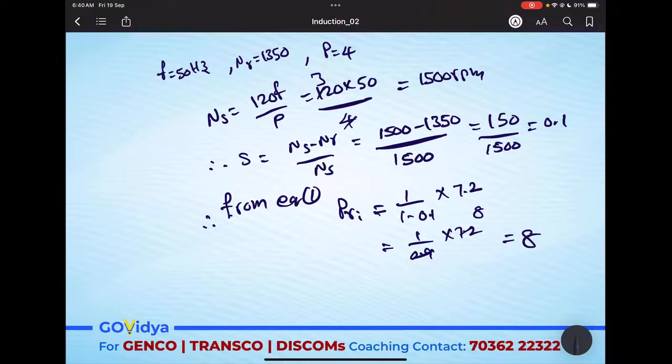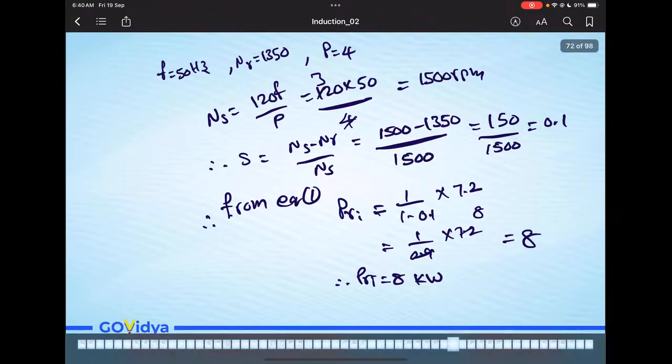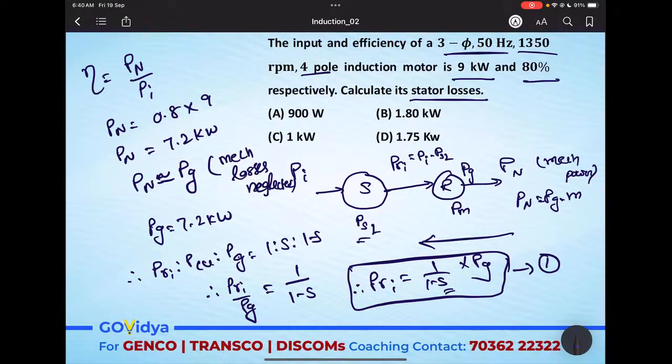Rotor input power will be 8 kilowatt. From this power flow diagram, what you understood is that we have the rotor input power and the electrical input power. If you subtract the rotor input power from the input power, you can get the stator copper losses.